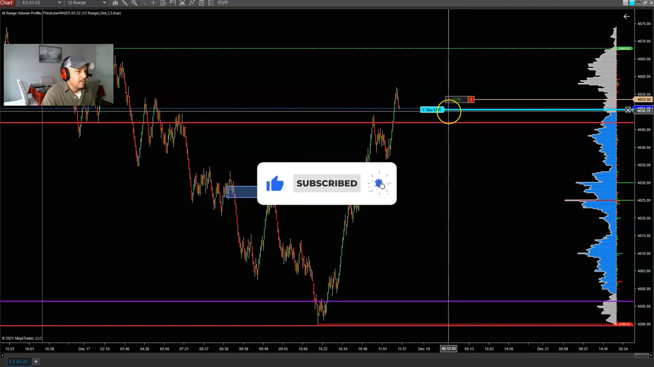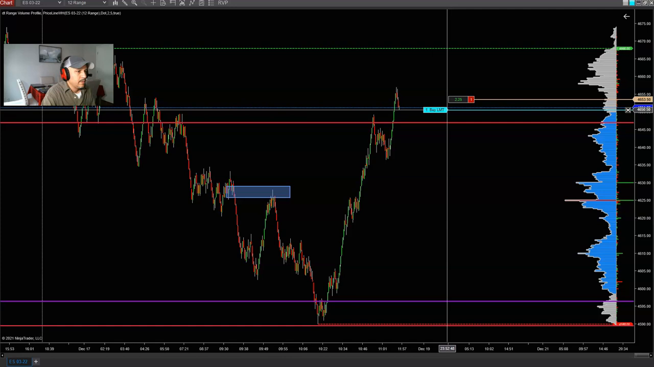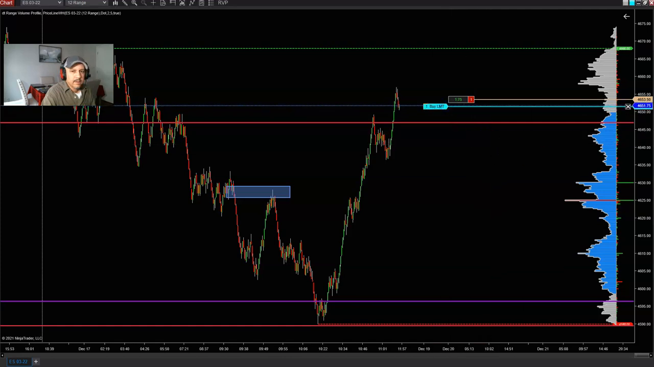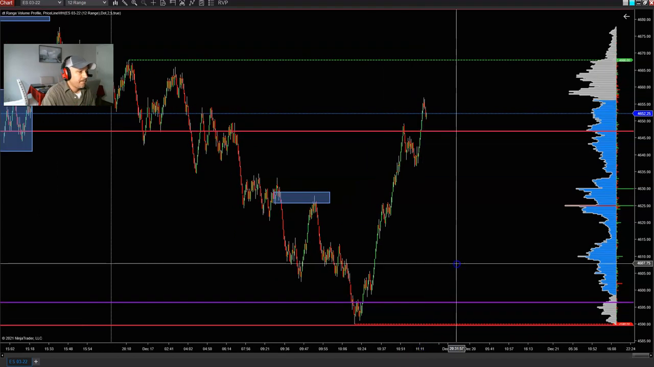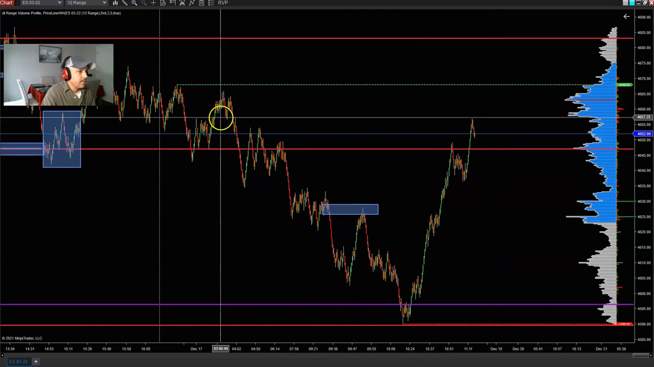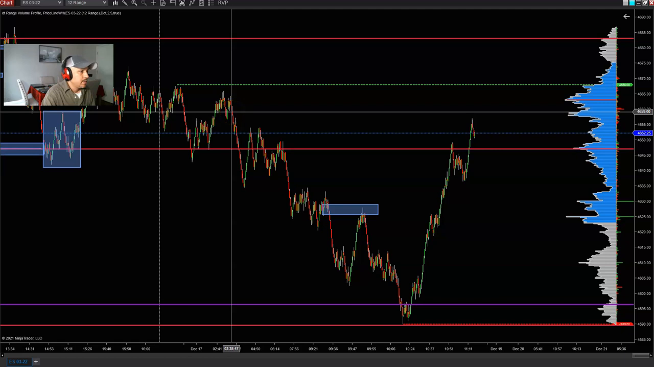Let's see here. I think I took another entry. I did. I came back and I took another entry. Okay, that was a quick rejection right there at the tops. I saw that price rejecting that area right there, so I took another quick entry.